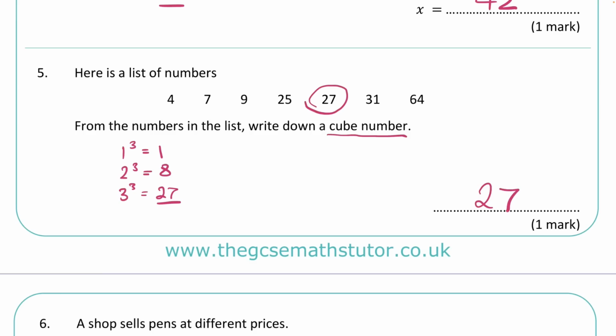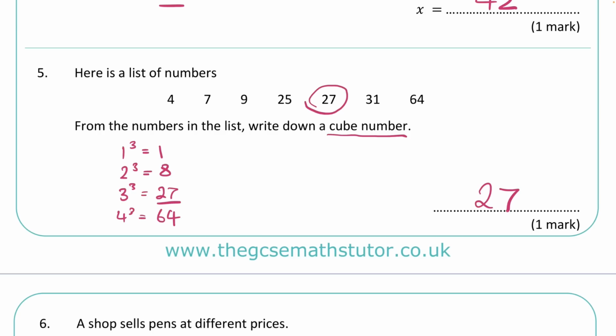However, there is another cube number in this list, and that is 4 cubed, which is equal to 64. So you can pick either one of 27 or 64, but only one of those answers is needed, as it only says write down a cube number. It doesn't say write down all the cube numbers or the cube numbers, it just says write down a cube number.